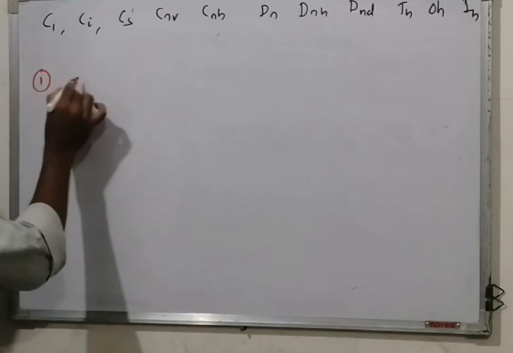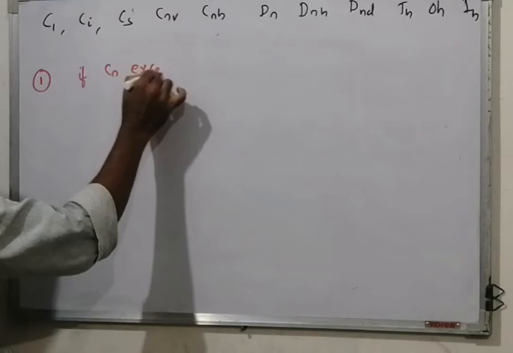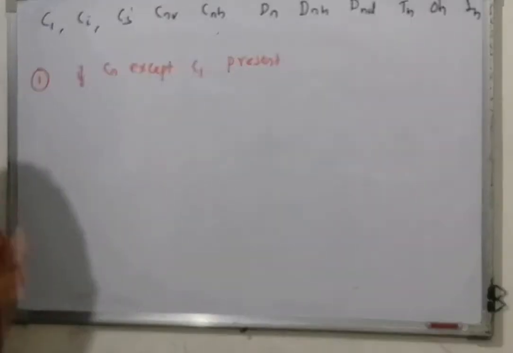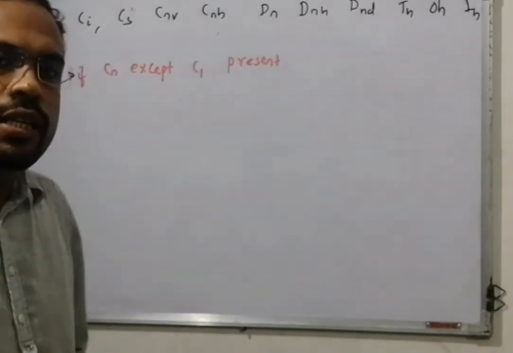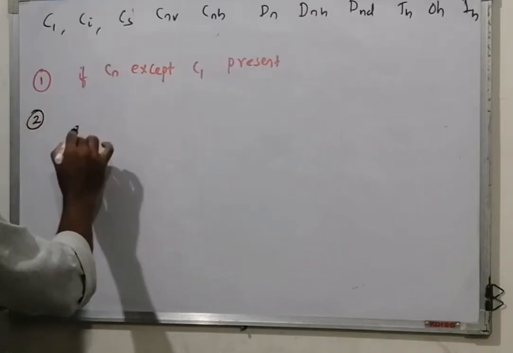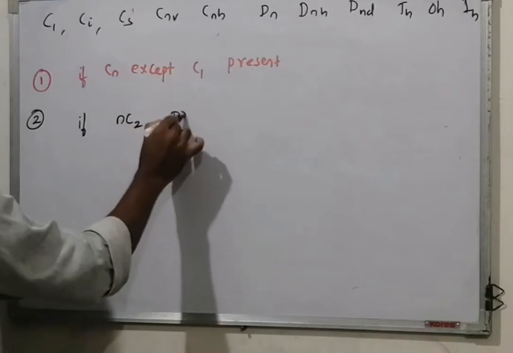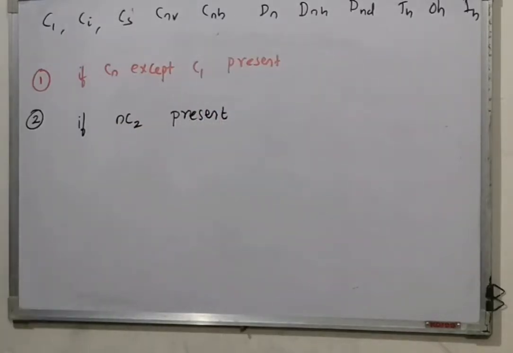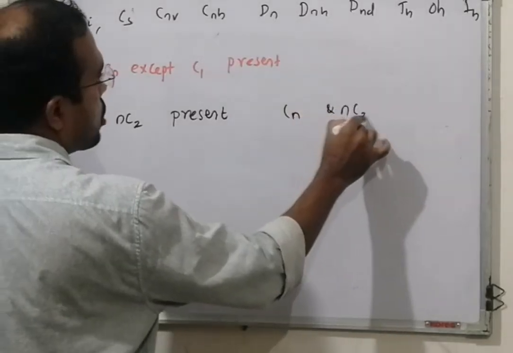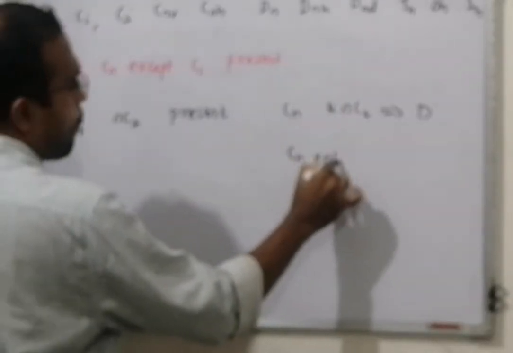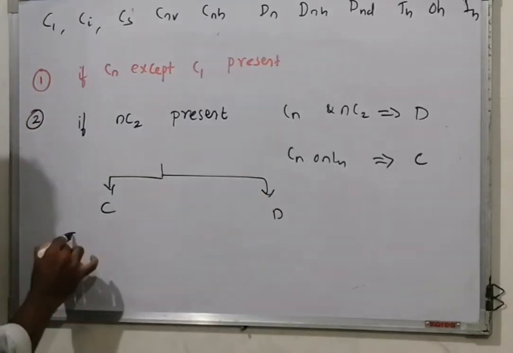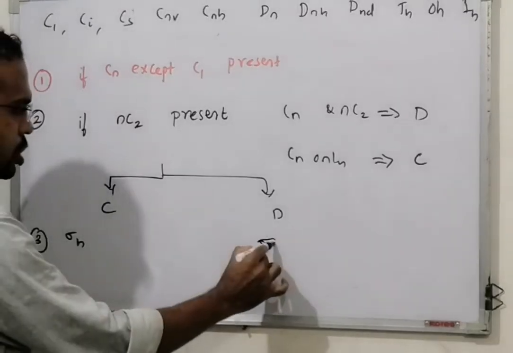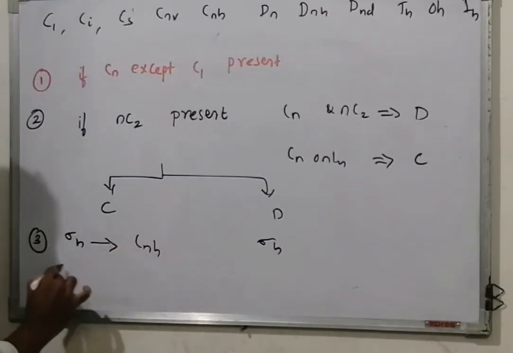Now, what is the first thing you have to do? You check if Cn, except C1, is present. Everything has C1, no doubt. Second, once Cn is identified, check if nC2 is present. If Cn and nC2, it is D group. Cn only, C group. Once you identify C group or D group, third, check for sigma H, in both cases. If sigma H, it is CnH. If no sigma H, then go to sigma V.